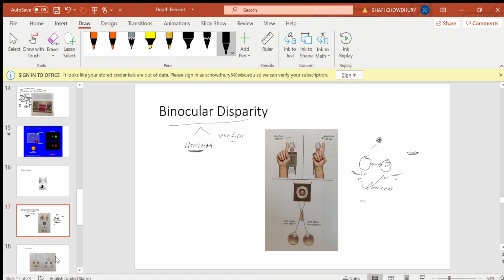Binocular disparity is used, as I mentioned before, for fine depth and relative distance or depth. Horizontally placed-eyed creatures use binocular disparity mostly because their eyes are horizontal and they move horizontally on the surface of the earth.